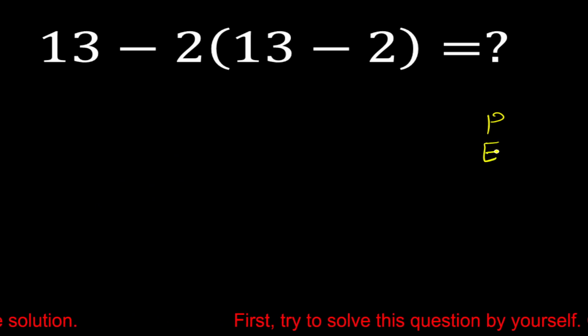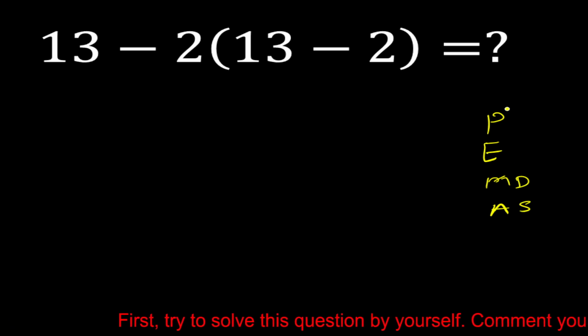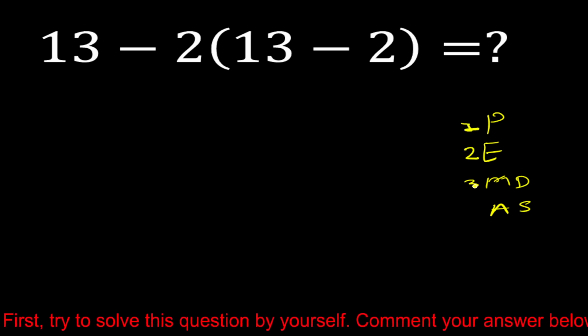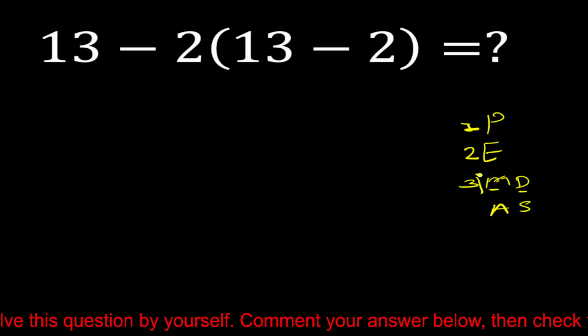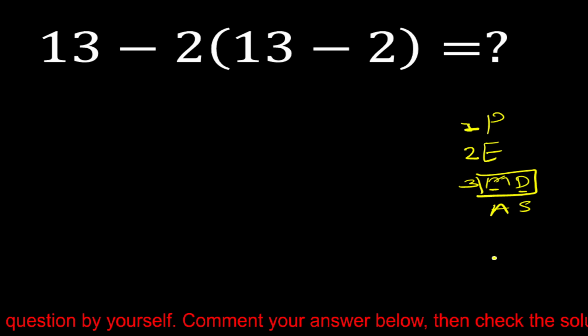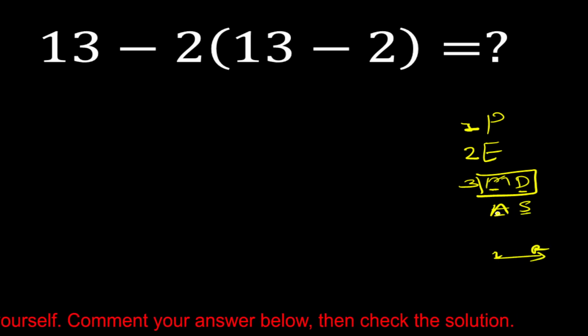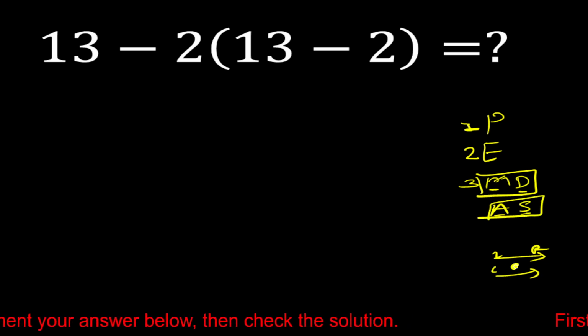PEMDAS. According to PEMDAS, the first priority is parenthesis and the second priority is exponents. The third priority is multiplication and division. Here multiplication and division both have equal priority, so we have to solve them from left to right. Then the fourth and last priority is addition and subtraction. Also, both have equal priority, so we have to solve them from left to right.